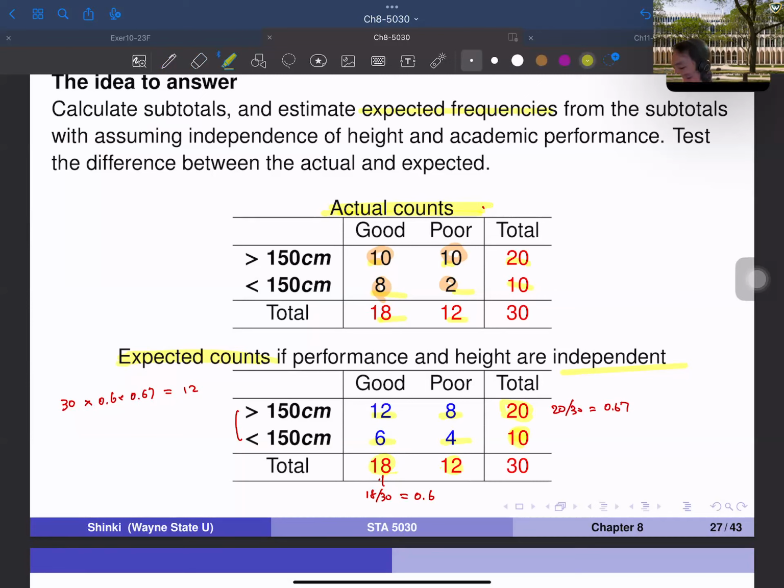If the two factors are independent, we should have the same proportion of good students. So maybe 60% of 20 students and 60% of 10 students. So these numbers should be 12 and 6, and you can also fill this out as 8 and 4. The idea is to compare these two tables. Then we can see how much the actual table deviates from the expected table under the independence assumption. Then we can test the independence between the two factors.